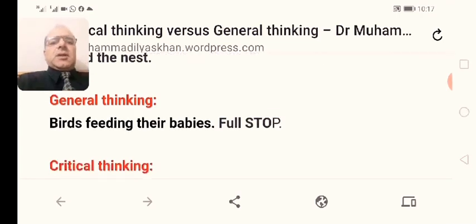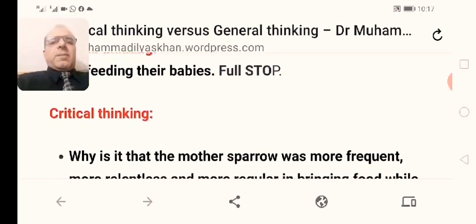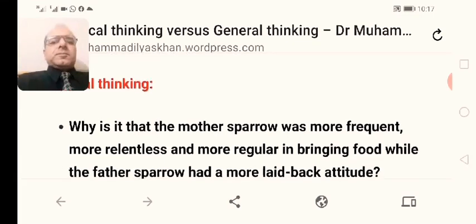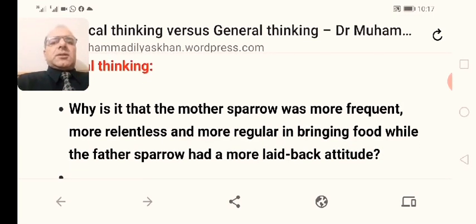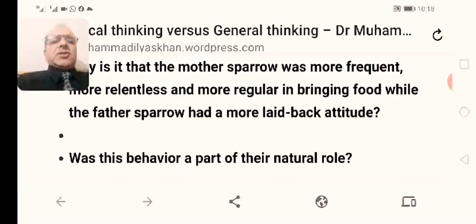Critical thinking, on the other hand, while observing the same thing, will do what? They will ask questions. Why is it that the mother sparrow was more frequent, more relentless, and more regular in bringing food, while the father sparrow had a more laid-back attitude?